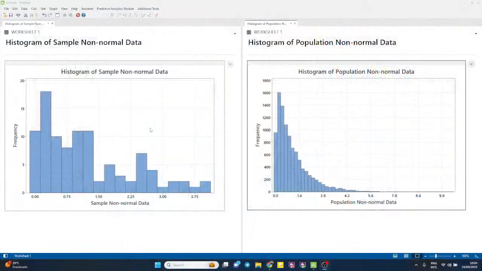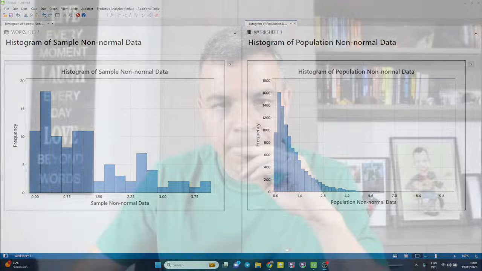Okay. So let me ask again. This is the population that is non-normal. This is a sample, and we are considering that this sample is representative of this population. Yeah? Based on this sample, I am writing down that the population is non-normal. This is correct. Now, let me go back to the question.